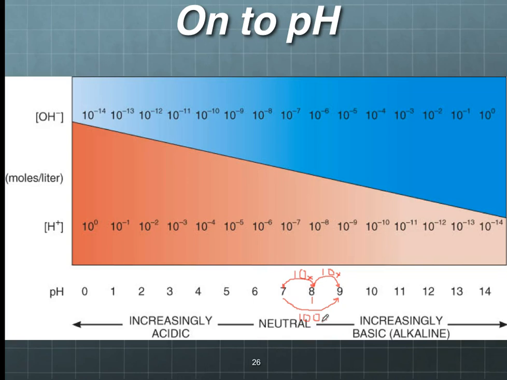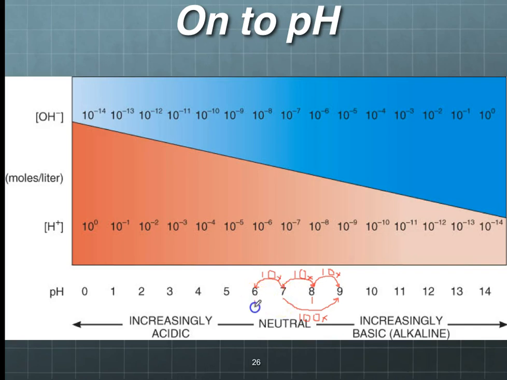Okay, hopefully that makes sense to you. And that goes either way. So we can actually say if we're going this way from 7 down to 6, again, that is a 10-fold difference. Okay, and in this case, since we're going to the left on this graph, now we're becoming more acidic.